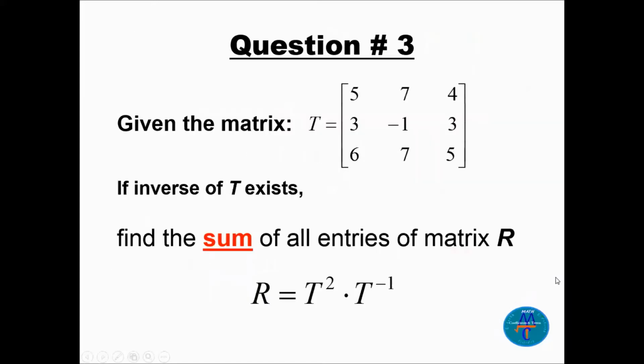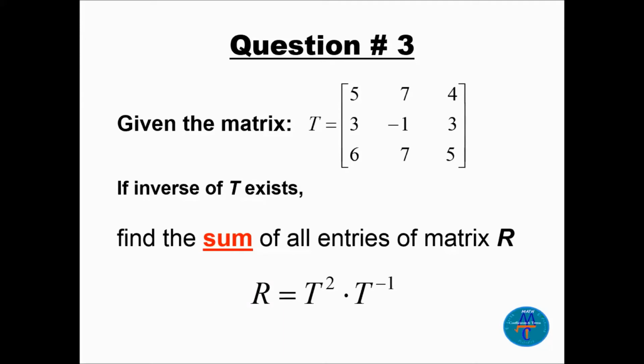Let's see question number 3. Question number 3 is, we can say, maybe a little tricky. Simple and tricky. I don't know how, but you can try now. Given the matrix T, 3 by 3 now: [5, 7, 4; 3, -1, 3; 6, 7, 5]. If the inverse of T exists, so we know there is an inverse, because sometimes the inverse does not exist if the determinant is 0. But I'm telling you in this question that the inverse of T exists.